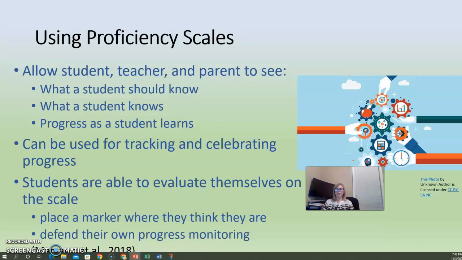The use of proficiency scales. Proficiency scales allow students, teachers, and parents to see what a student should know, what a student actually knows, and the progress that the student is making on each unit, on each scale, on what the teacher has created. This can be used for tracking and celebrating progress, and students are able to evaluate themselves on the scale, which allows them to take ownership of what they're learning.